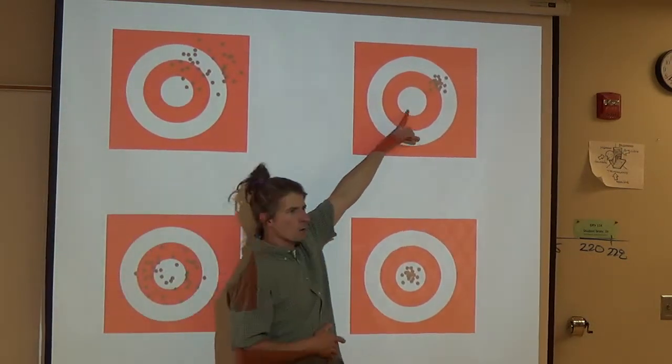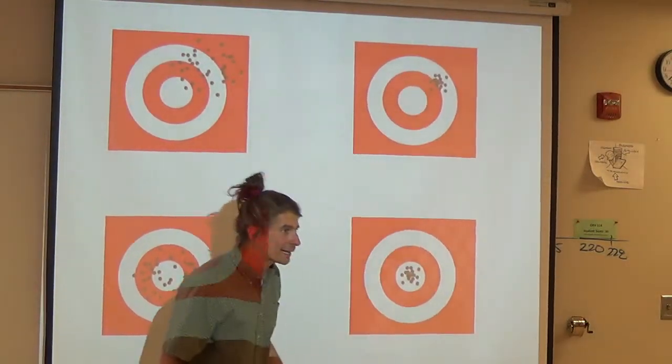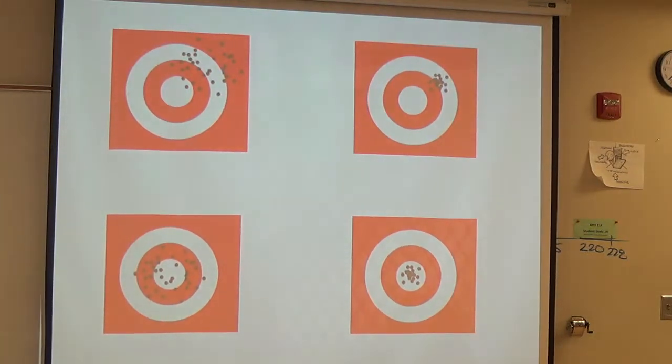With this one, this is easy to fix, right? From a sharpshooter point of view, adjust your sight. You obviously have a good cluster. You think you're shooting at the target, but you're actually missing it by a little bit. Just adjust it, make it better.